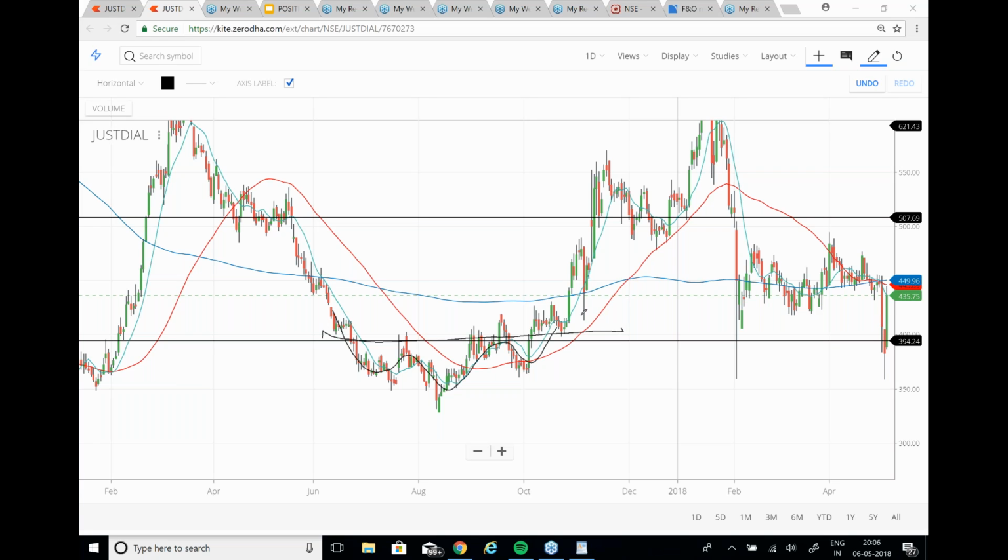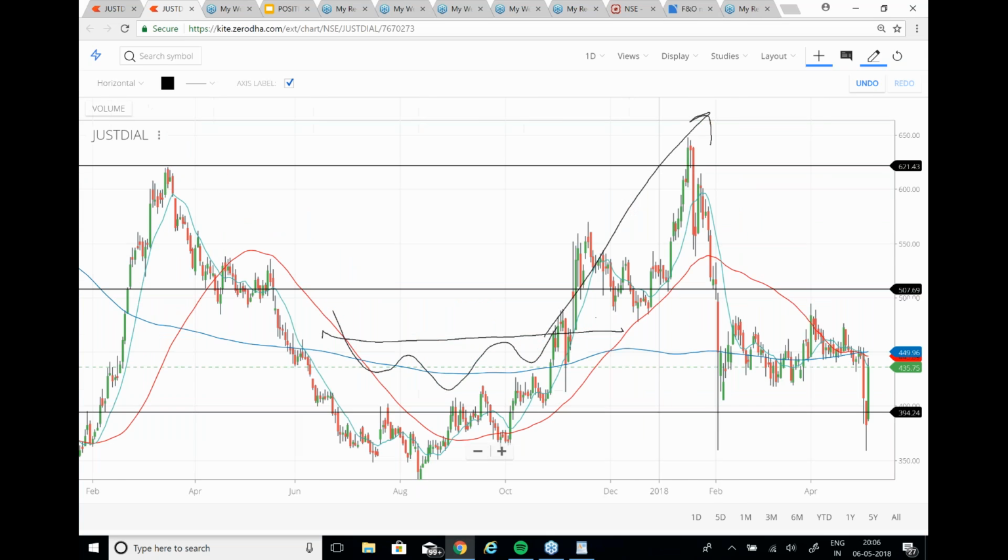Right? And from where will it take you? To this height. Once again, the same level. If you just see it, Just Dial has given it time and again from the same level entry. It's 394, or rather 400, and again it went up till 644. Twice it has given exactly the same breakout, right?